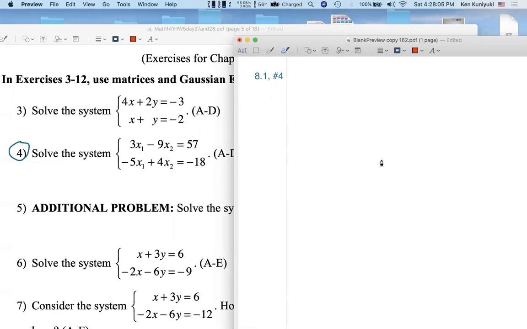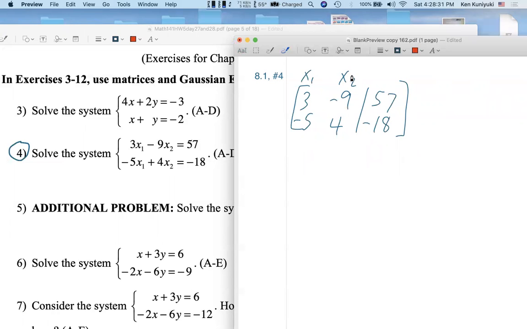And by the way, you should write down the original augmented matrix. So we have 3, -9, slash is optional, 57. All right, and then -5, 4, -18. Okay, and I like to remind myself that the variables or unknowns are x sub 1 and x sub 2, just as a note to myself.